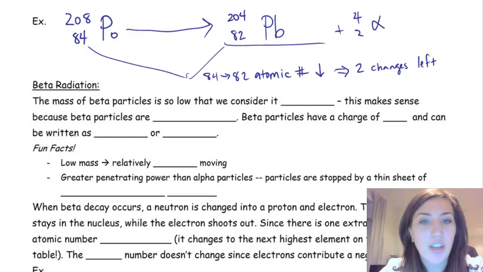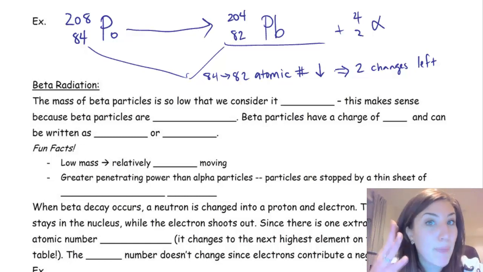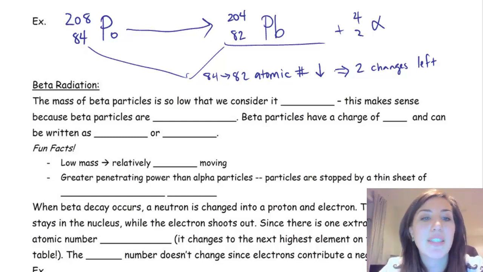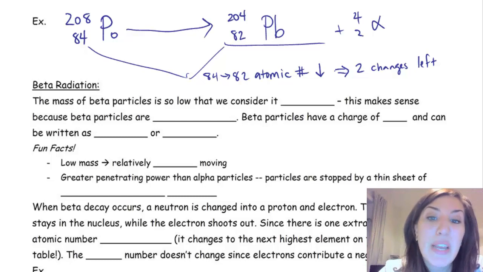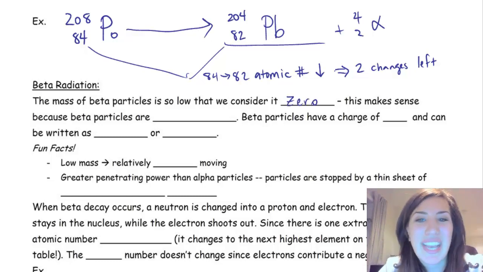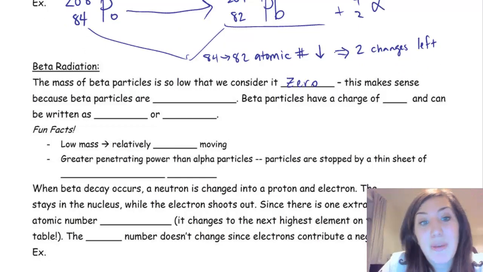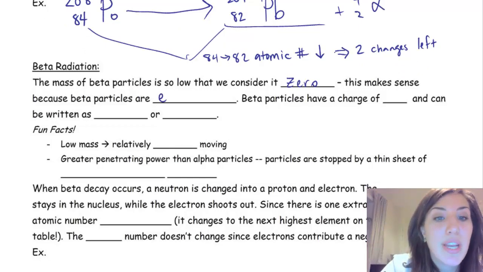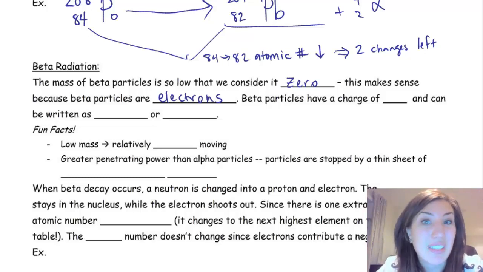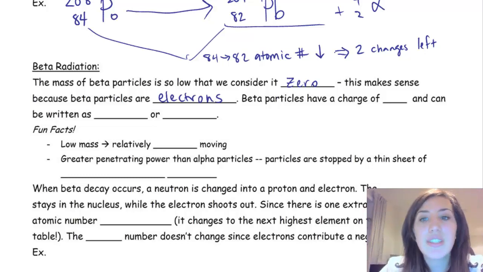So that was an atomic number decrease. Now, when we have beta radiation, the mass of a beta particle is so low that we basically consider it zero. It's negligible. It means that it doesn't really count. This makes sense because beta particles are electrons, and we know that electrons compared to protons and neutrons have a negligible mass, basically nothing relative to the others.